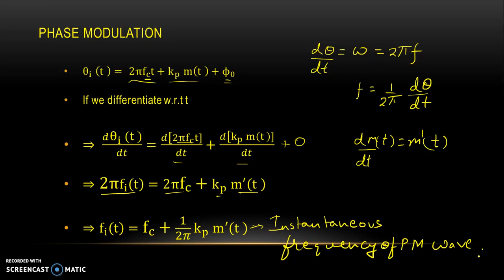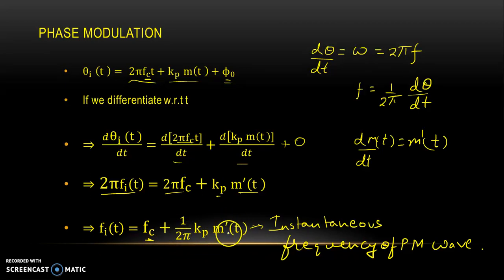Now why am I saying this? It's because in case of amplitude modulation, you have seen that there is no change in the frequency or the phase of the carrier signal. It's only the amplitude which gets modulated. But in case of angle modulation, we can get an instantaneous frequency. In case of AM, the instantaneous frequency will remain fc only. But if we go for angle modulation, we'll get the instantaneous frequency. Specifically in phase modulation, we get the instantaneous frequency as fc plus 1 upon 2 pi kp times m dash t.